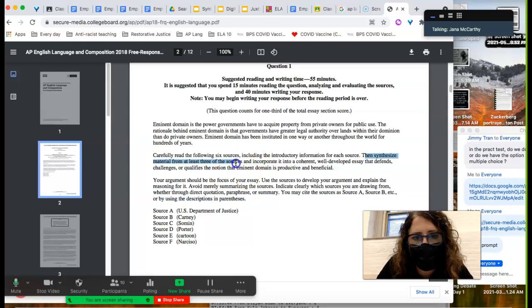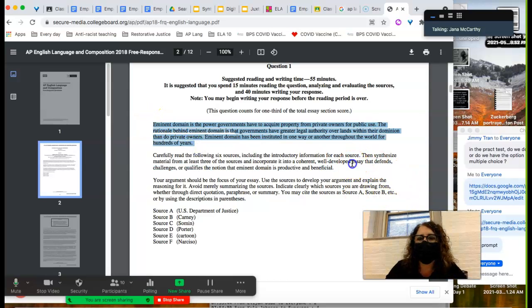Synthesize material from at least 3 sources. They're always going to say that. Here we are. That defends, challenges, or qualifies the notion that eminent domain is productive and beneficial. That's all we need. We need that and we need this about the topic.